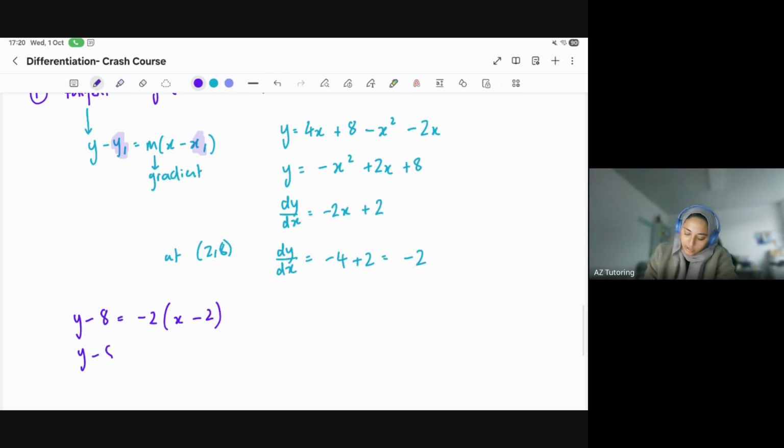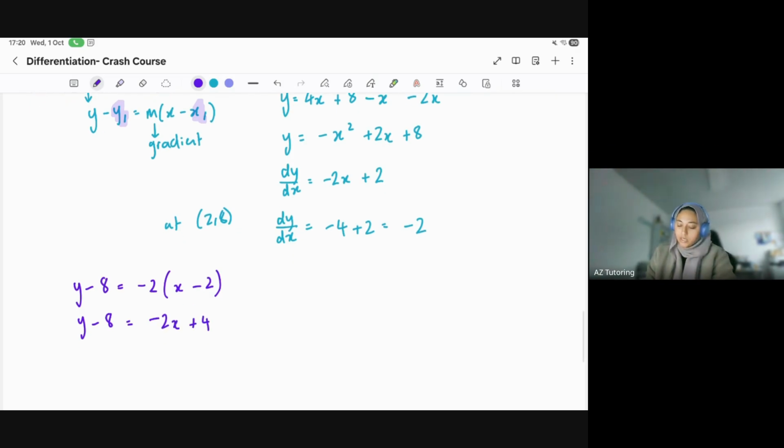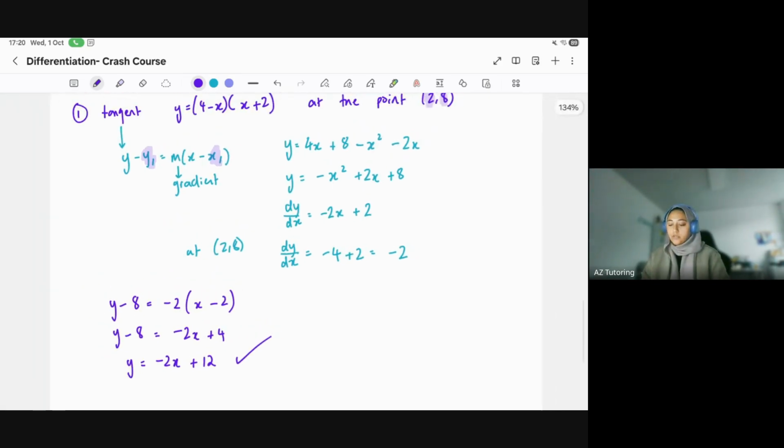Expanding this, y minus 8 equals minus 2x plus 4. And I'm going to bring the... so dy over dx is basically the gradient formula. Yeah, that's exactly what it is. That's the purpose of dy over dx. So y equals, I'm going to plus 8 to the other side, minus 2x plus 12. And that's the equation of the tangent.